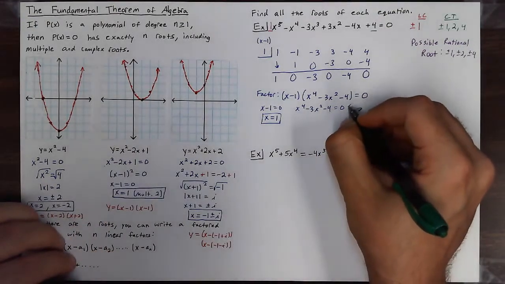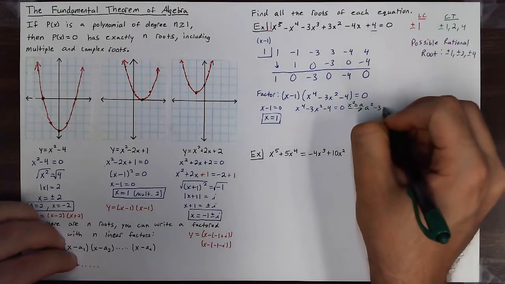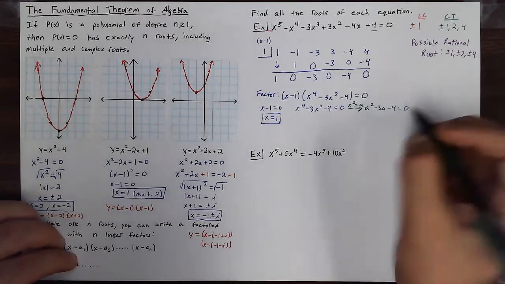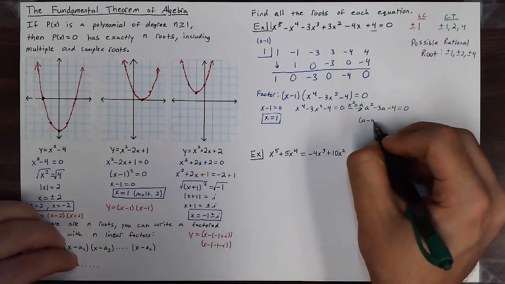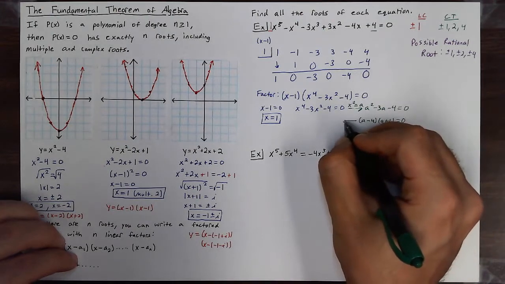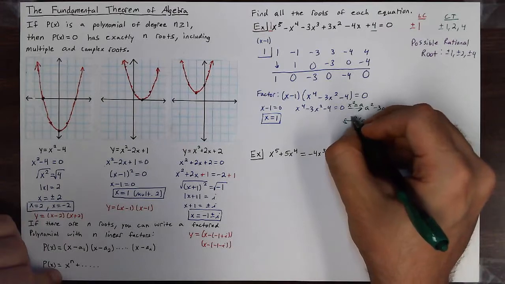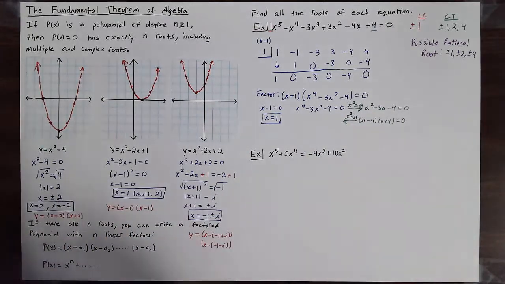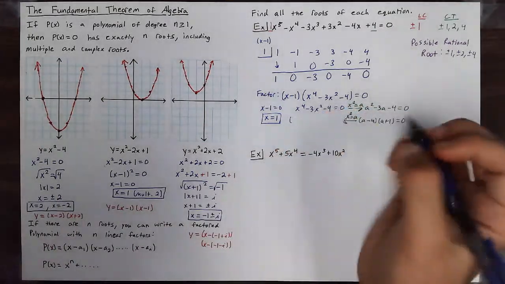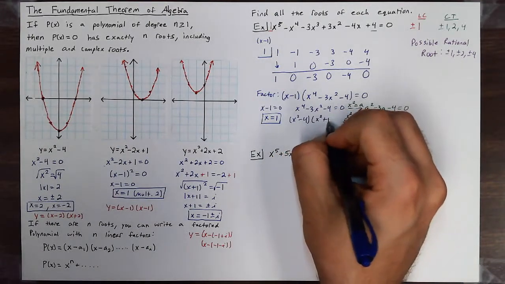I could substitute out x squared for a. So I have a squared minus 3a minus 4 equals 0. This factors into a minus 4 times a plus 1. And then I can go right back and replace a with x squared. And that means that this quadratic factors into x squared minus 4 times x squared plus 1.